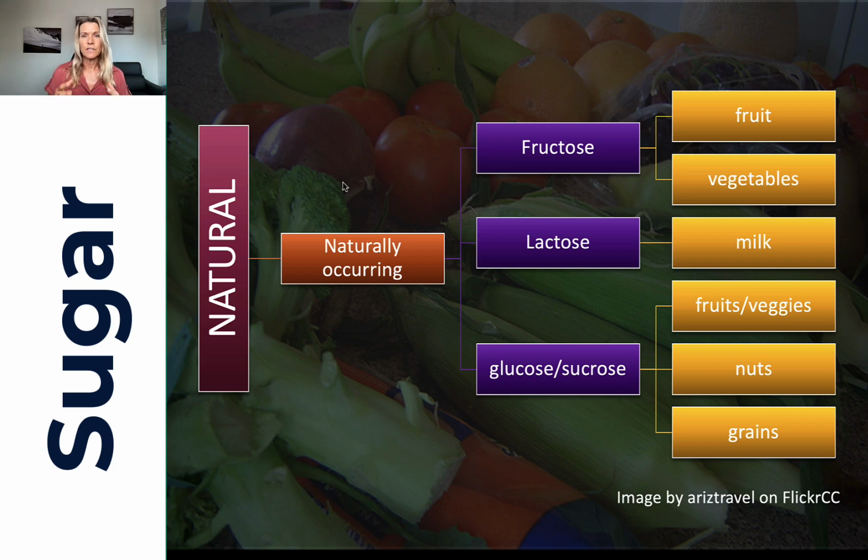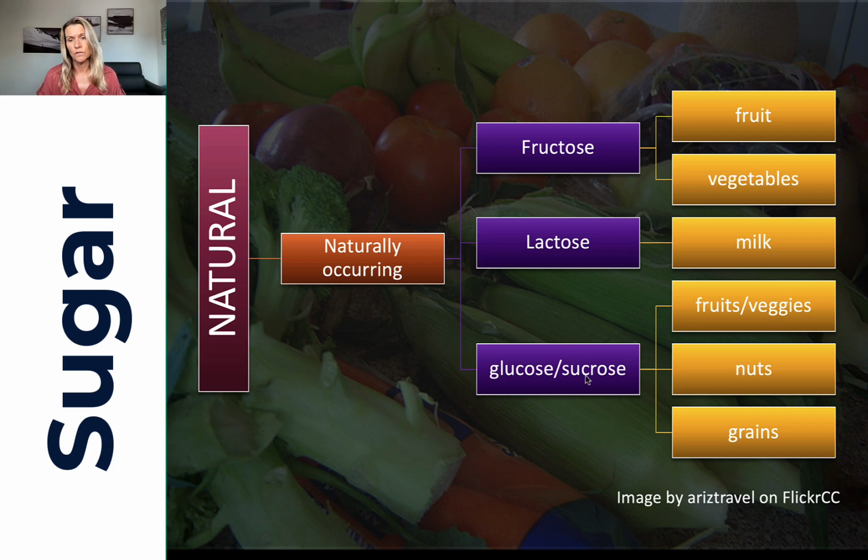But a naturally occurring sugar is a sugar that occurs in a food. An added sugar is something that's taken out of the food, gets refined, and then gets put back into a food product, right? So these are whole foods. Fructose is found in fruit and vegetables. Small amounts in other things, like we talked about nuts and grains, but for the most part, fruits and vegetables. Lactose, mainly in milk, dairy products.